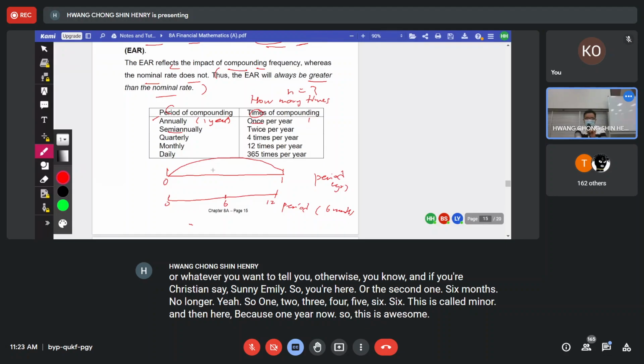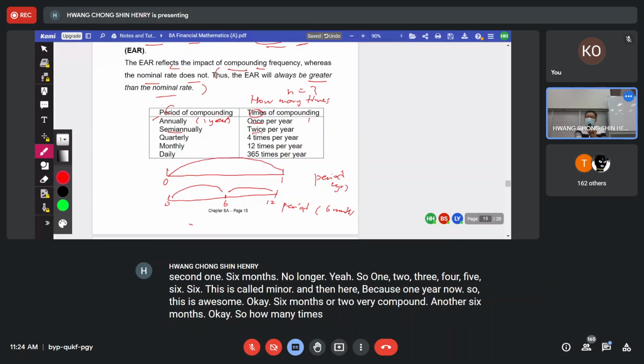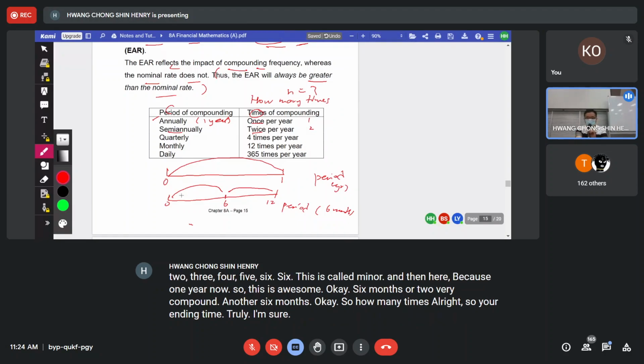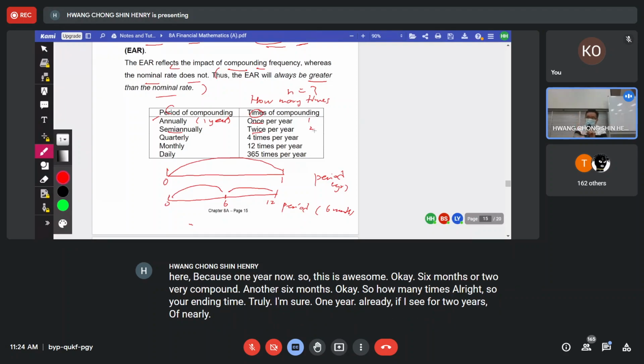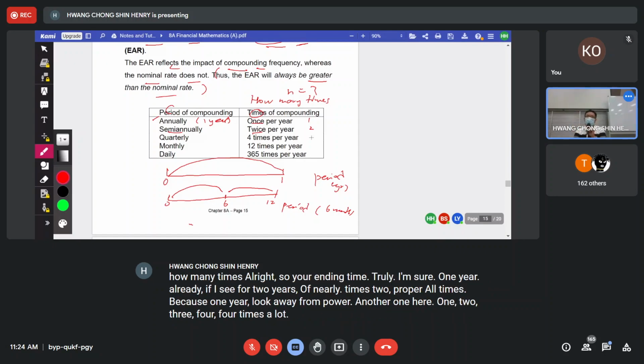How many times compound? Subtotally? 6 months subtotally compound. Another 6 months subtotally compound. So how many times? So your n is what? 2 already. Times 2 of 1 year. Look at it. If I say for 2 years, how many already? Times 2, right? 4 times. Because 1 year, look at it, compound. Another 1 year, 1, 2, 3, 4. 4 times 2. Times 2 equals 1 times 2. Anyone understand?